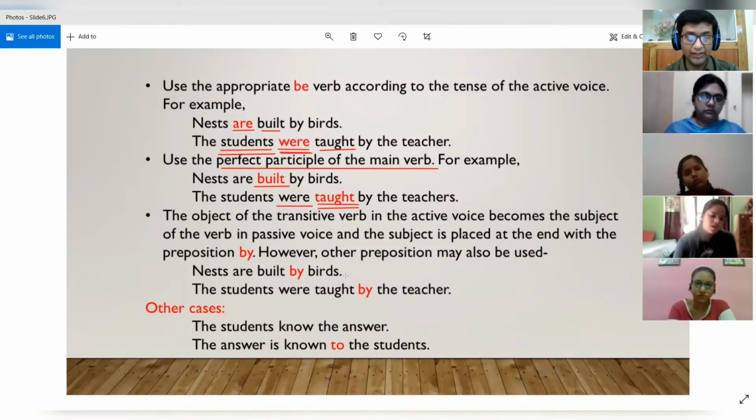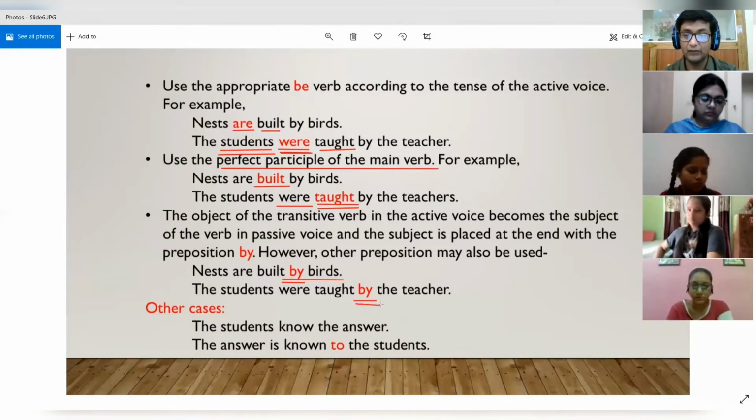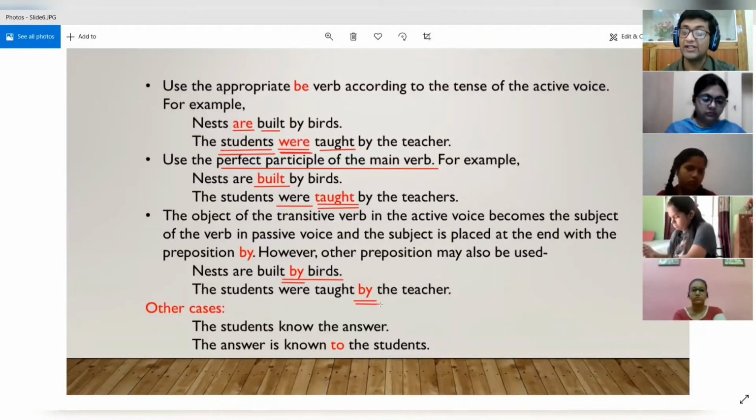So whenever a work is performed, for example, nests are built by birds. Here the object is doing something, so we use by before it. We are using a preposition. For example, see the second sentence: The students were taught by the teacher. In the original sentence, you will not find this preposition by present. It will not be present in the active voice, because it was: the teacher taught the students. Birds built nests. So this by was not present. But in the passive voice, before the object, we are going to put by.